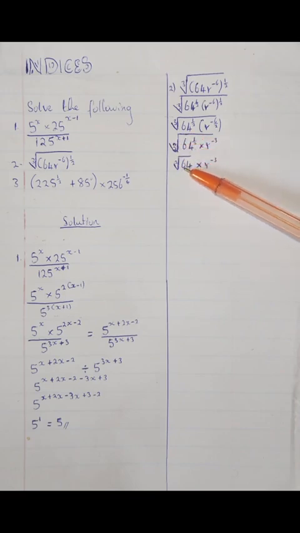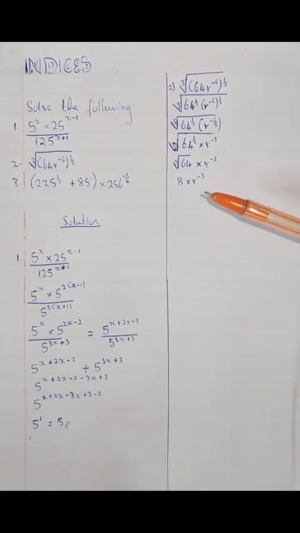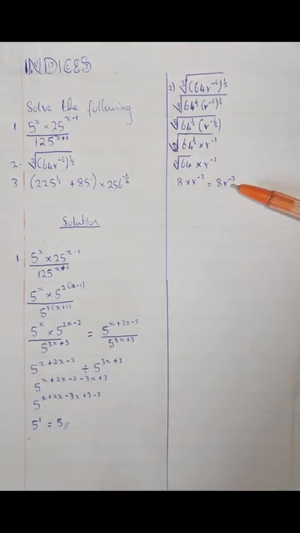So square root of 64 is what? 8. So we'll be having 8 times r to the power of minus 3. And if we have 8 times r to the power of minus 3, that will give us 8r to the power of minus 3. Now we've arrived at this point.